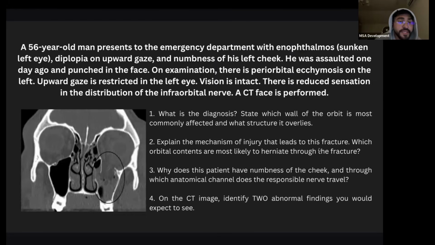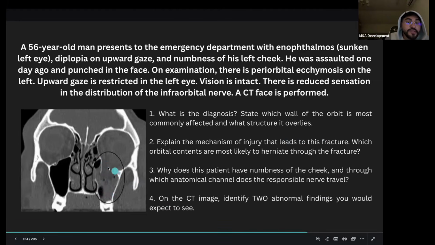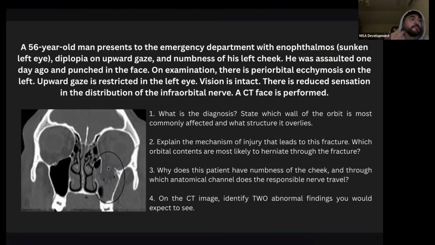So in here, if you see, there's a direct blow. It decreases the intraorbital pressure suddenly, and then the weakest wall is going to get affected, which is the orbital floor. And then the orbital fat and the inferior rectus muscle are going to herniate through the defect, which is right here. So the inferior rectus muscle is going to herniate into the maxillary sinus right here. It's very important that you know that.